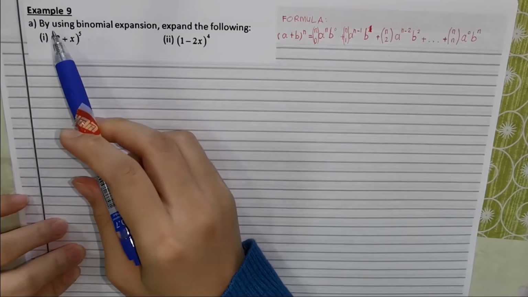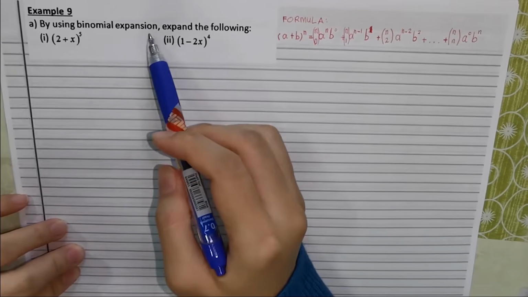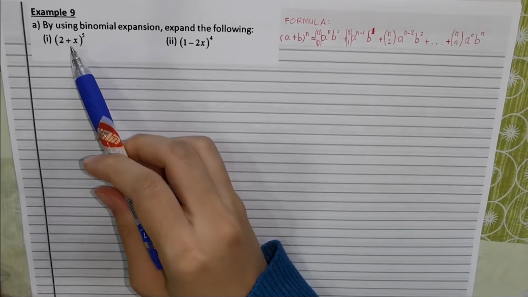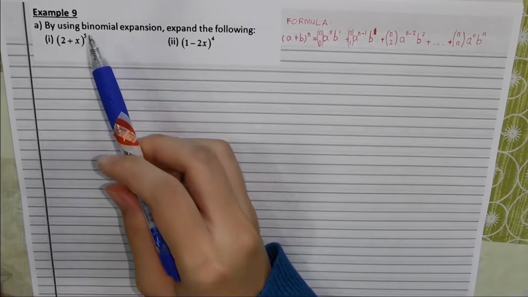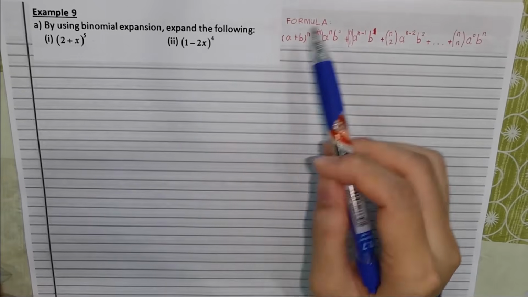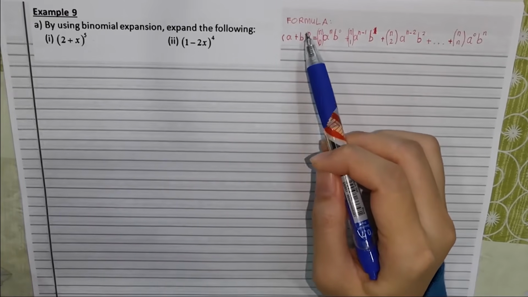Example 9. A. By using binomial expansion, expand the following. The first one, (2 + x)^5. The second one, (1 − 2x)^4. Here we are going to use the formula here.